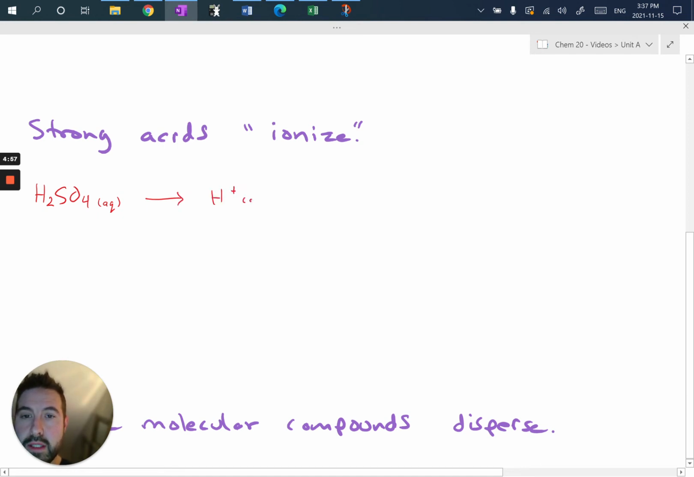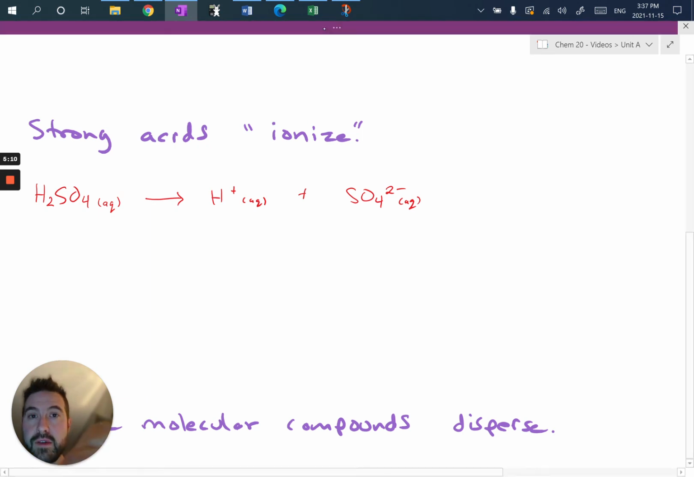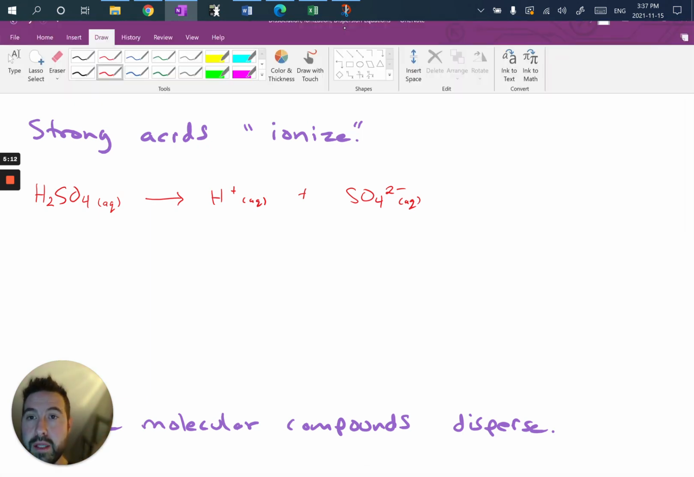Well, I'm going to get hydrogen ions, and I'm going to get sulfate ions, SO4 2 negative, right? If you need the charge, use your periodic table, your polyatomic ions chart. And the next thing I need to do is make sure I am balanced, okay?